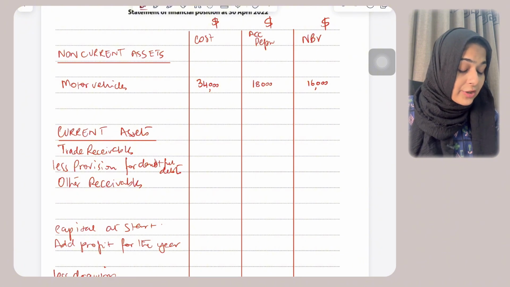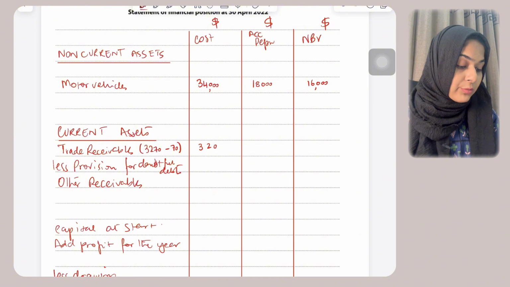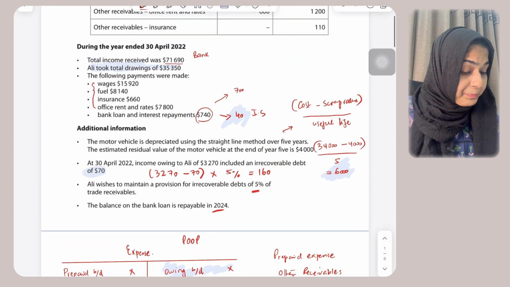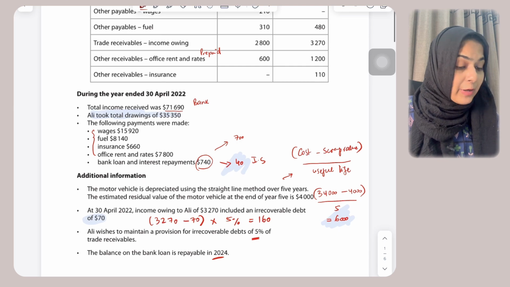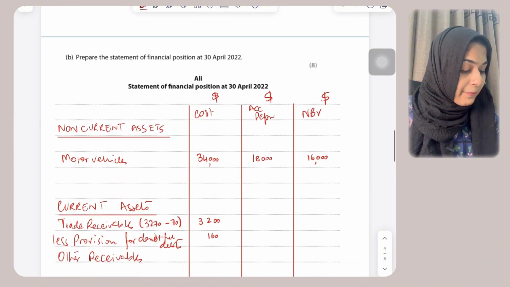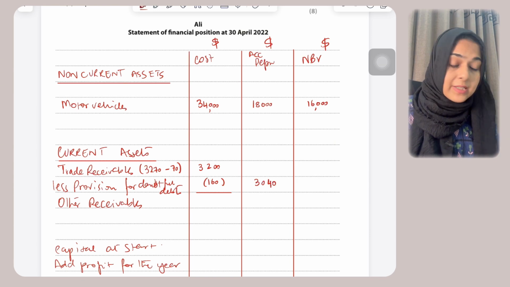Then in the current assets section, trade receivables at the end of the year were 3,270. From this, there was a 70 irrecoverable debt, which means my trade receivables after subtracting irrecoverable debts was 3,200. Then the latest provision for doubtful debts I have calculated is 160. So I need to subtract 160 from 3,200 in my statement of financial position, and what I'll get here will be 3,040, my trade receivables minus provision for irrecoverable debts.